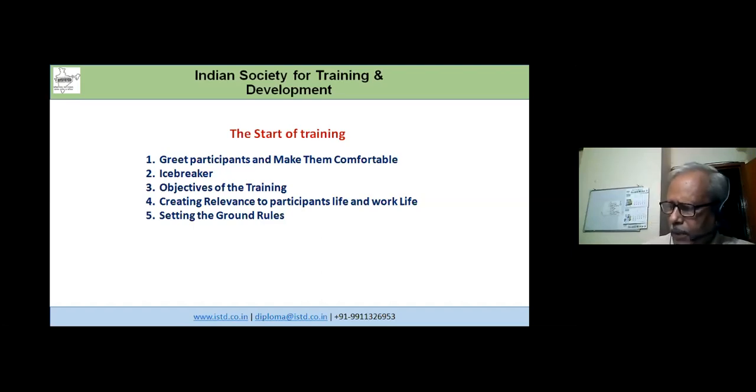Then the next thing is to state the objectives of the training. The objectives of the training are a very important factor, and the trainer must know why the training is being conducted. Whenever any trainee comes to a training program, at the back of his mind there is a question: why should I attend this training program? In certain cases, the training is simply a ritual. Organizations want that people should attend this training program, and maybe that training program may not have some relevance to the trainees, or even if there is some relevance, the trainees do not know about it.